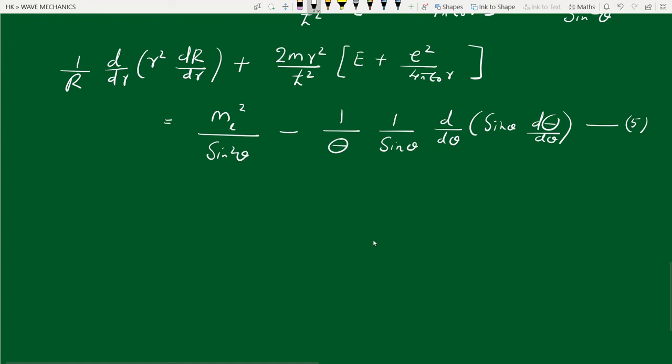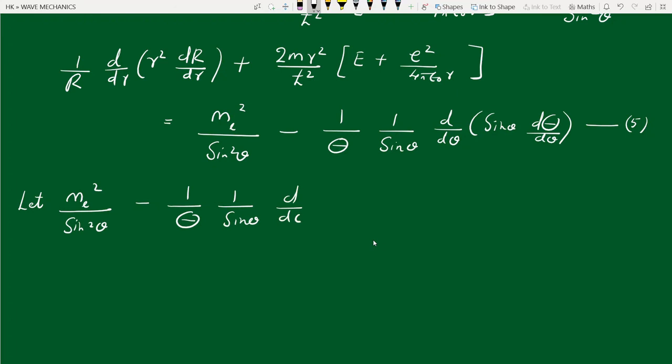So let us say this ml square by sine square theta minus, this is equal to, I have to introduce some constant, and I am introducing this constant L into L plus 1. Again, don't worry about this peculiar form of the constant. Instead of writing simply some C1 or C2, I have introduced a constant in this form. This is to facilitate some solutions a little later, in anticipation of some results that we are going to obtain later.